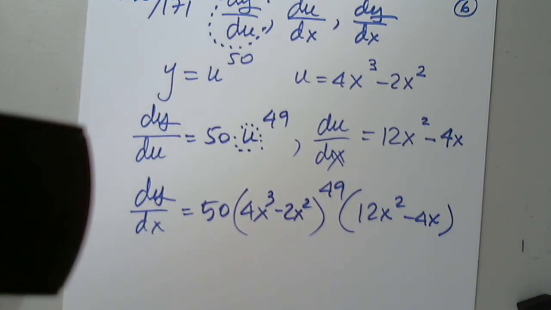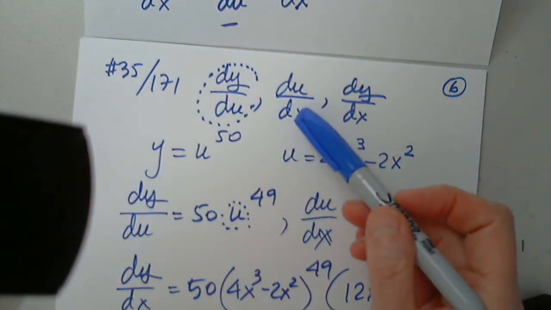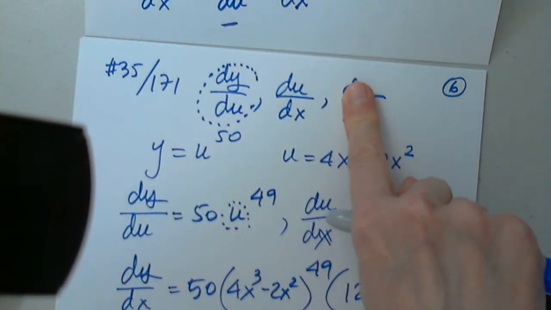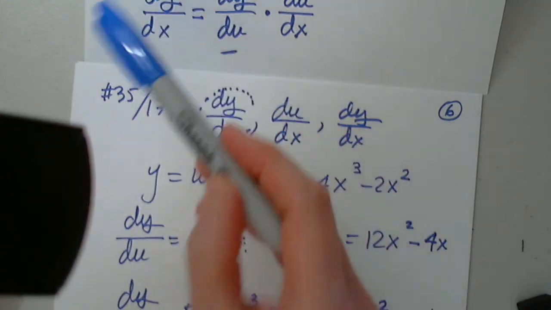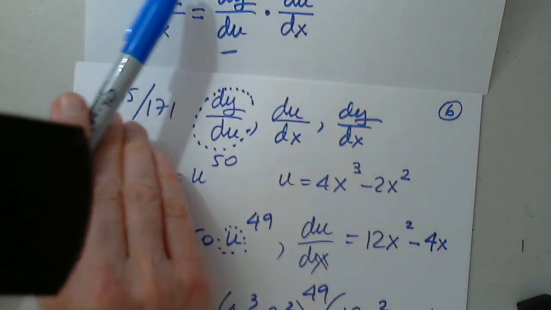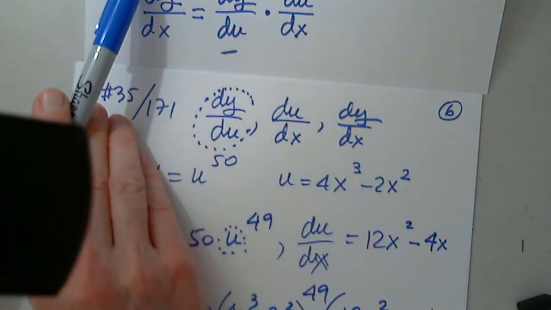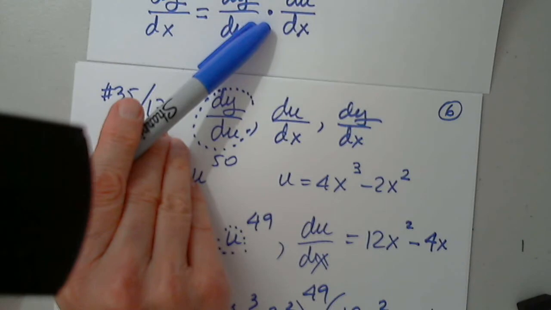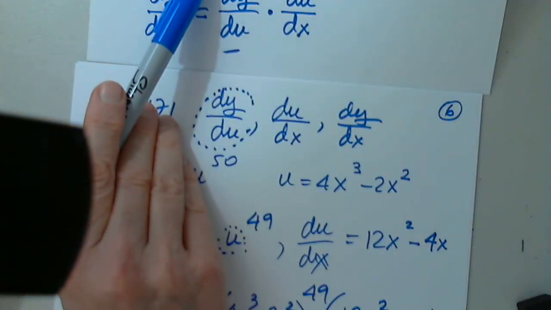So I'm assuming that we took the du over dx equation for that just because we wanted to find dy over dx? Yes, exactly. So we're following the chain rule. They're asking us to differentiate y with respect to x. I can't directly. I have to first differentiate y with respect to u, and then multiply by the derivative of u with respect to x.